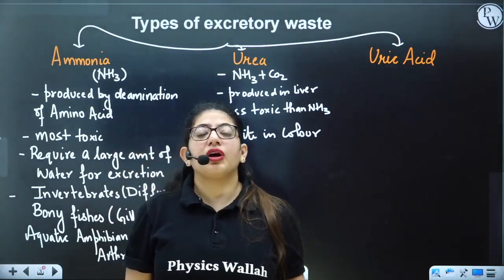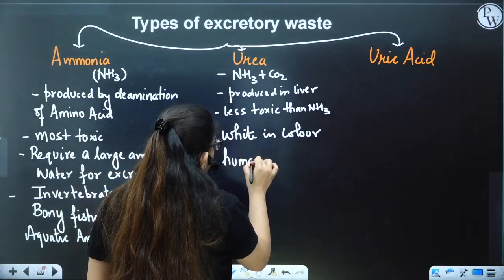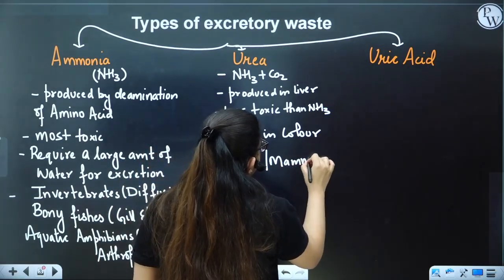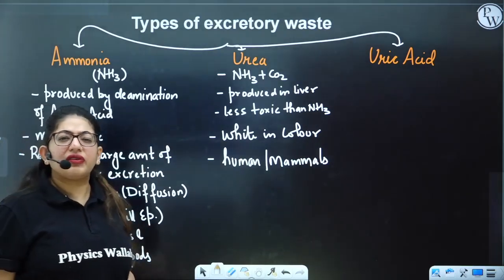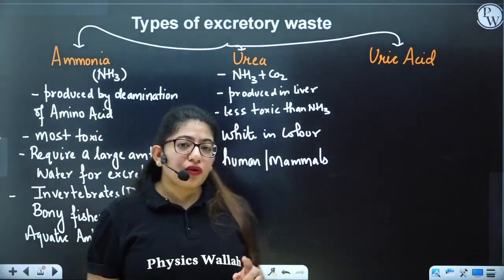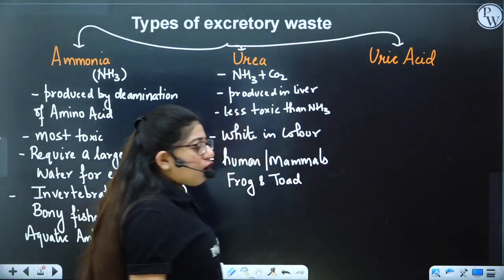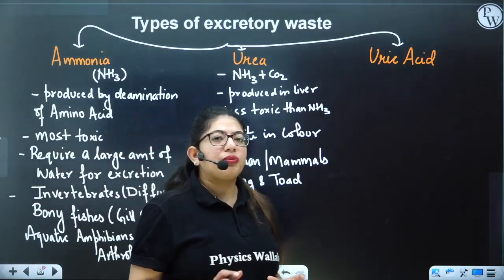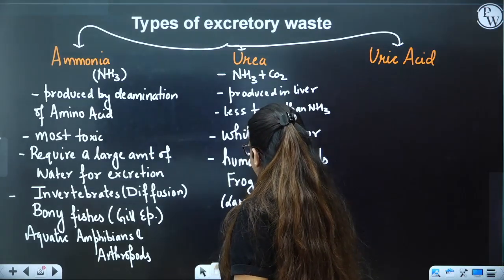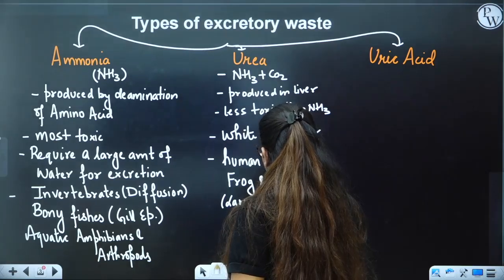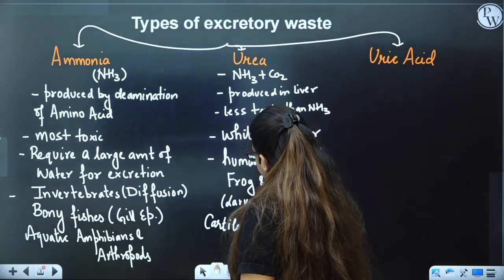If I'm talking about urea, what organisms have this as the main excretory product? First of all, we have humans or the mammals, right? Aquatic amphibians have ammonia as excretory waste because they're living in water. Whereas frog and toad have urea as the main excretory product. The frog has a larva known as a tadpole, and that tadpole lives in water, so its larva will have ammonia as waste, because it is aquatic. Then, cartilaginous fishes also have urea as their excretory waste.